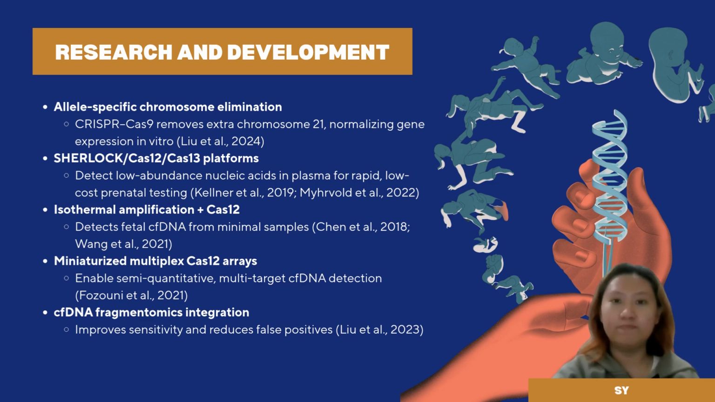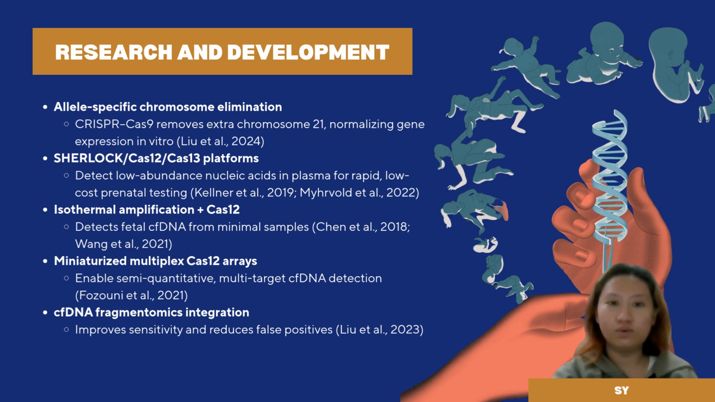On the diagnostic side, the CRISPR toolkit is expanding rapidly. In 2019, Kellner and team, and later Myhrvold in 2022, adopted SHERLOCK, Cas12, and Cas13 platforms to detect extremely small amounts of nucleic acid in plasma. The result? A rapid, inexpensive, and potentially point-of-care prenatal test that could be used even in resource-limited settings. Another major leap came from Chen and colleagues in 2018 and Wang's group in 2021, which combined isothermal amplification with Cas12 detection. This is a highly sensitive analysis for minimal sample volumes, which is ideal to detect fetal cell-free DNA circulating in maternal blood.